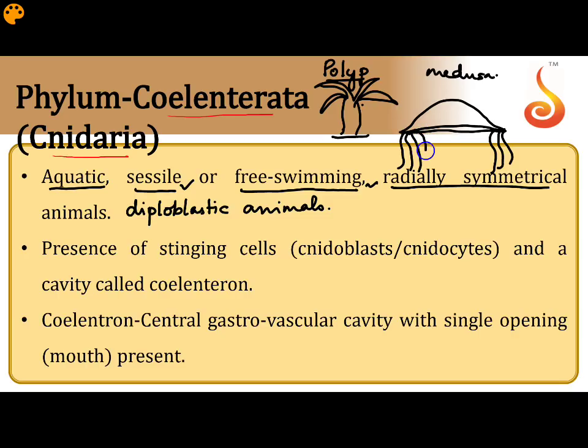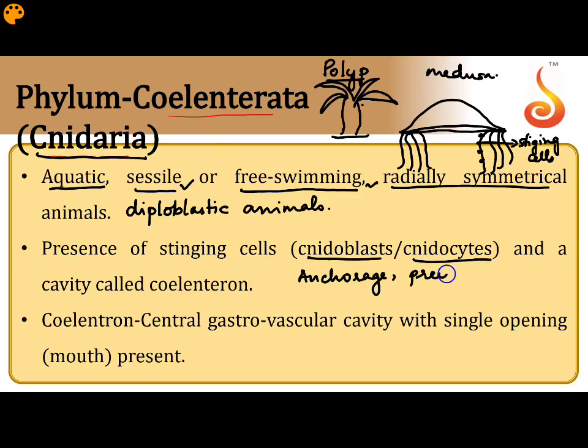A Portuguese hat along with the head hair looks something like this, and in this case our free swimming medusa also looks like this. The tentacles on them had some specialized cells which were called as stinging cells. These stinging cells, otherwise called as cnidoblast or cnidocyte, is the main reason why we call phylum Coelenterata to be Cnidaria. Now, these cnidoblasts or the stinging cells help in anchorage, catching of prey and escaping predators.